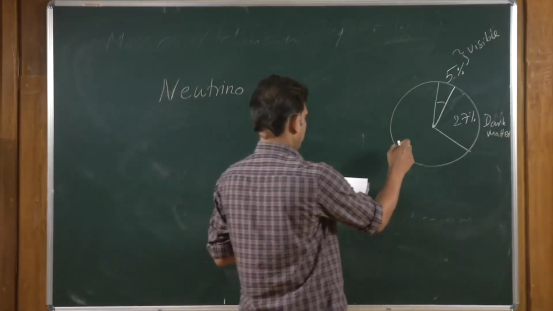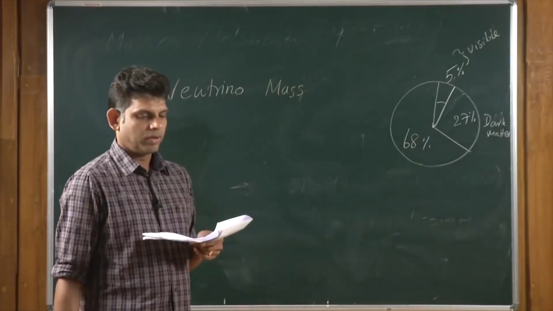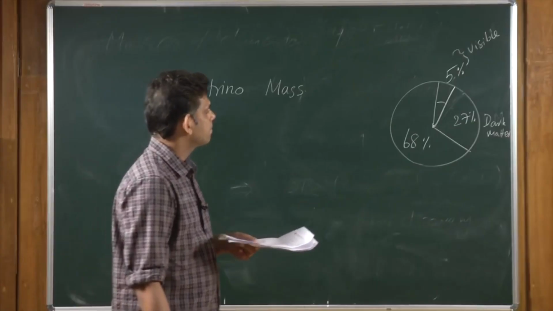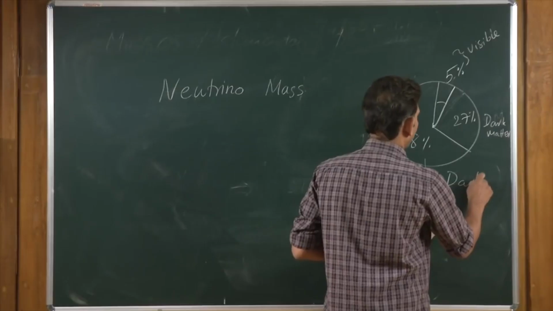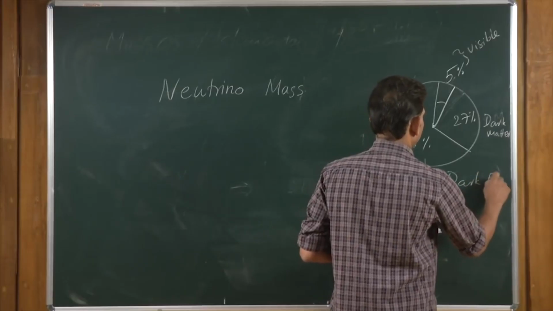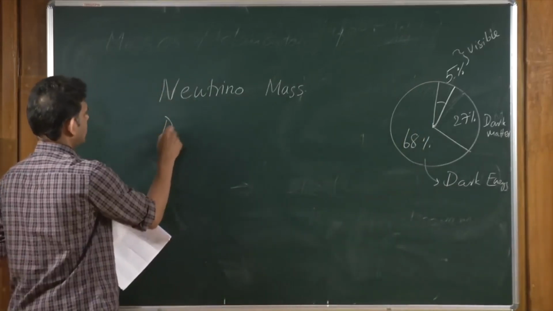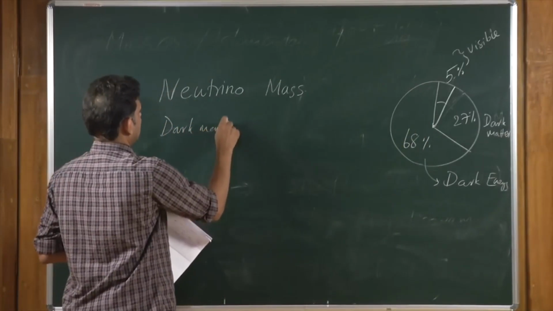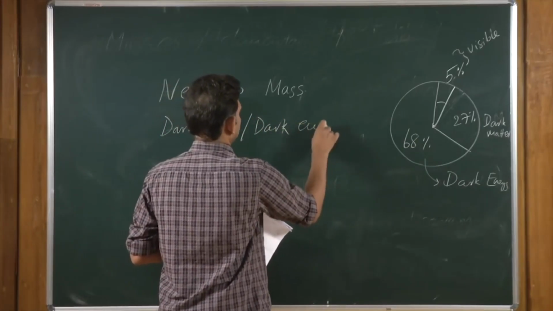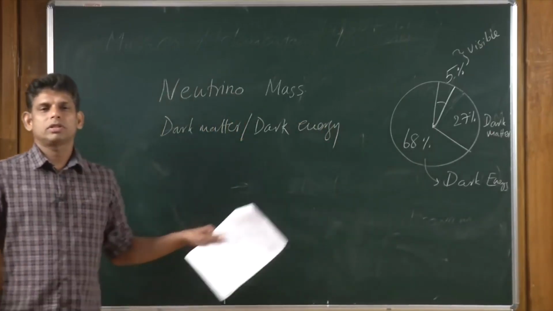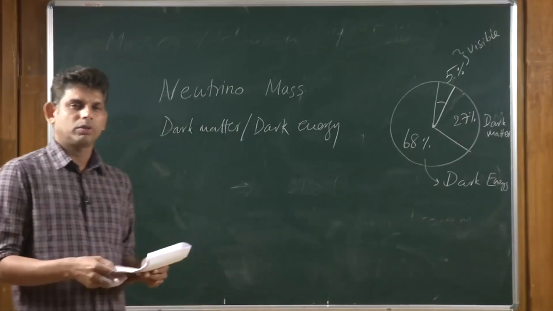The rest of it, something like 68%, is essentially not even matter; it is some form of energy, and it is dark energy. Something which is not understood. So, dark matter and dark energy. This is something which is not included in the standard model and it is not known how to do it.